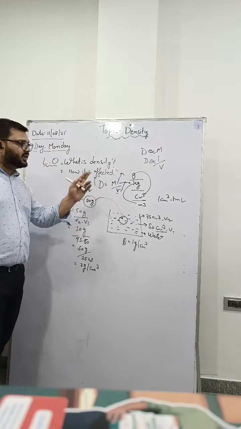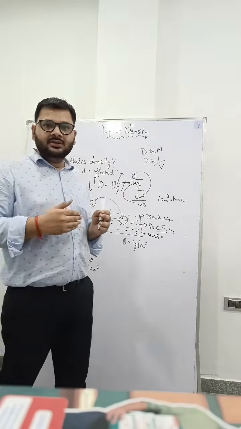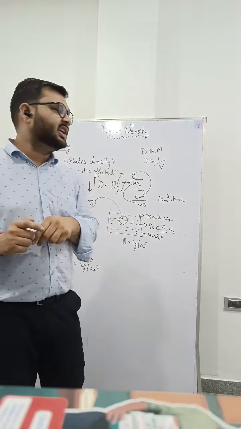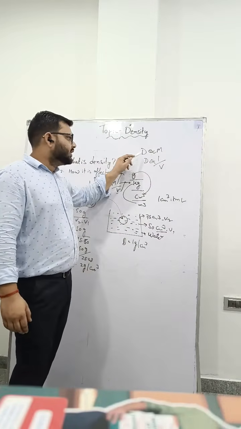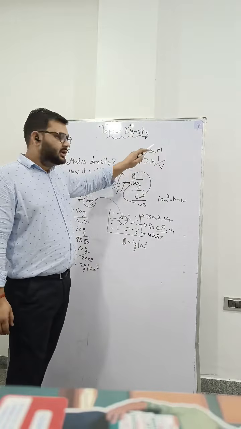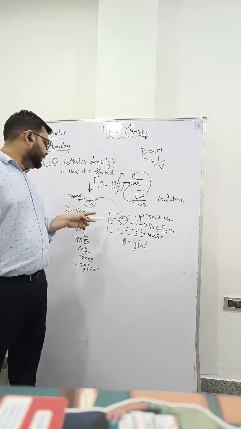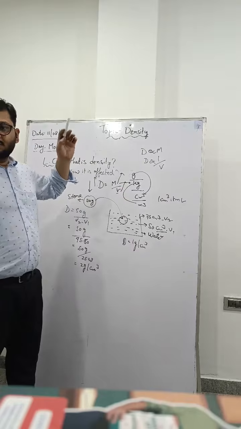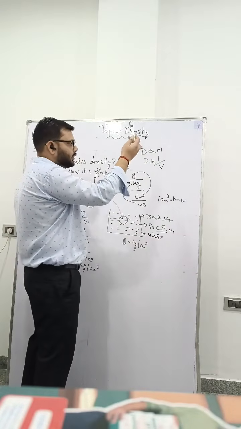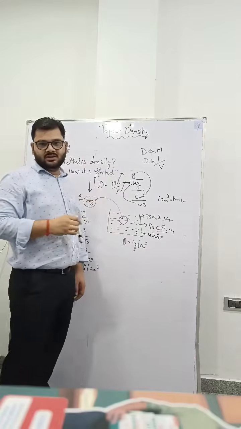Second, how is it affected, meaning what things affect the density, how it is increased, how it is decreased, and all that. For that I have written something. Density is directly proportional to mass. If we increase the mass, then density will increase. But if we keep the mass fixed and increase the volume, then density will decrease.